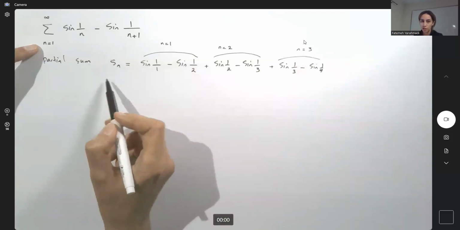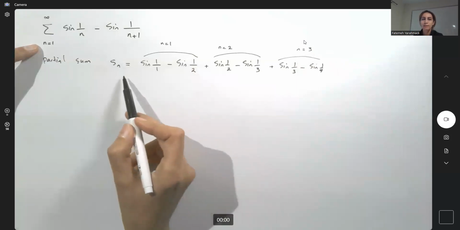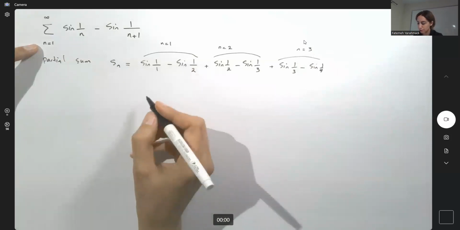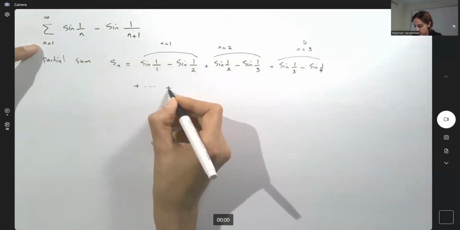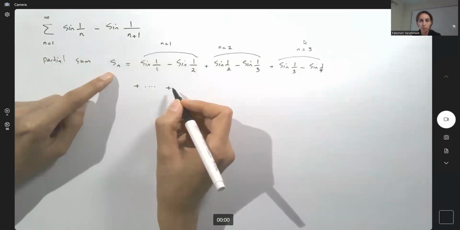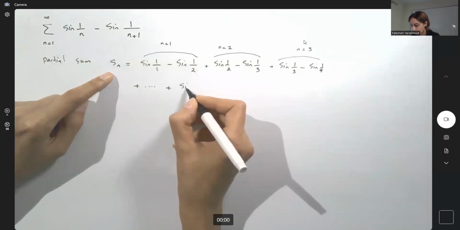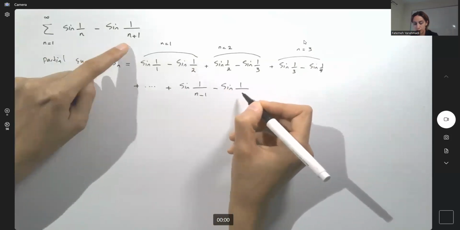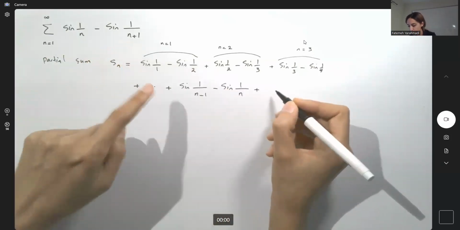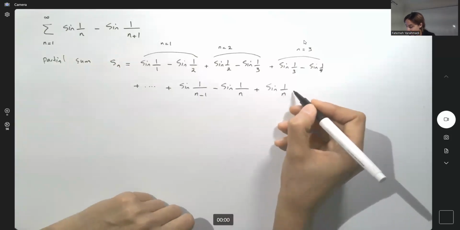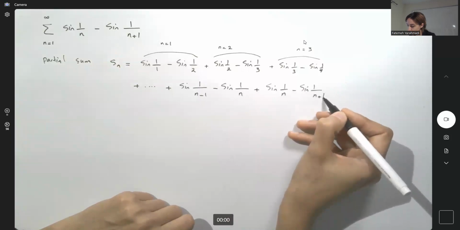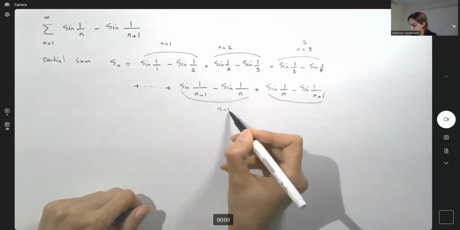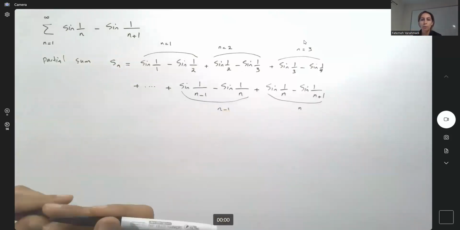What else? Partial sum, you're going to continue and stop when n is equal to n, or in that case, you can use a different variable. It doesn't matter. Plus middle terms, plus when n is equal to k minus 1 or anything before that, you get sine of 1 over n minus 1 minus sine of 1 over n. And finally, you're going to stop at sine of 1 over n minus sine of 1 over n plus 1. So what happens here? This is when you have n, and this is when you have n minus 1, and this is when you have n. So take a look. You have opposite terms.